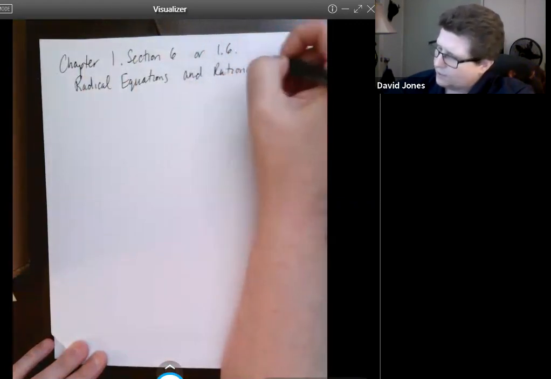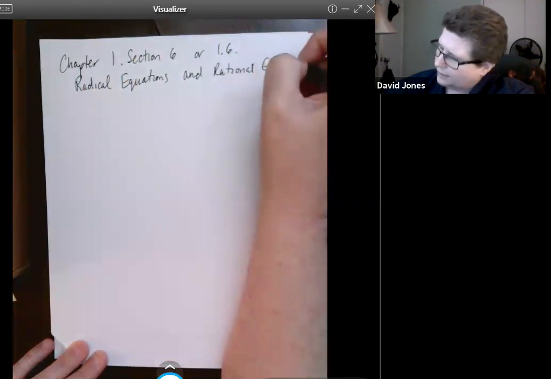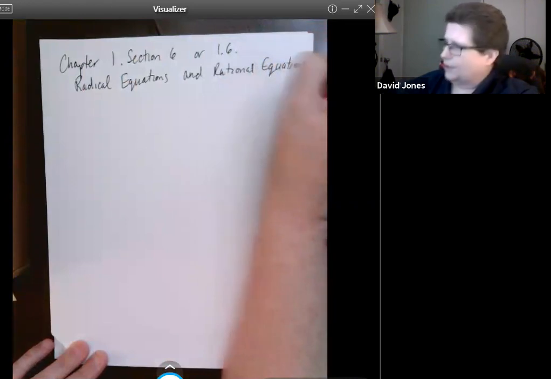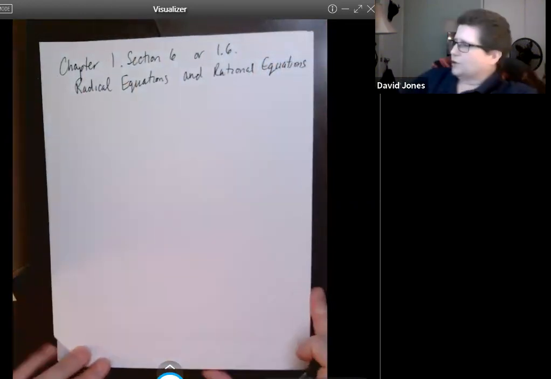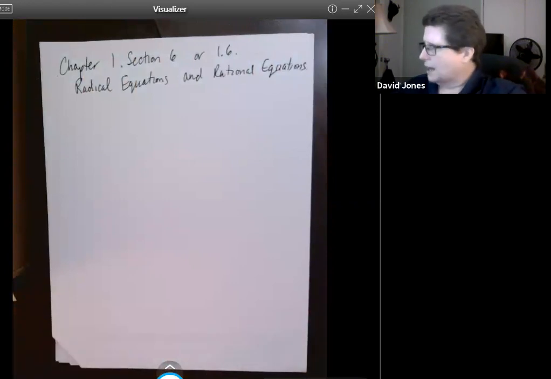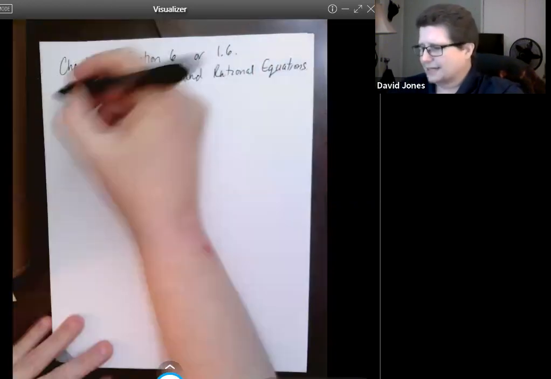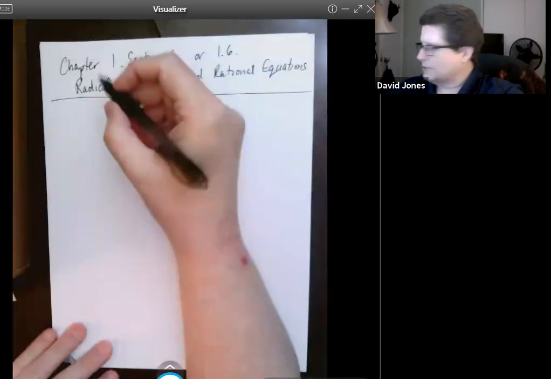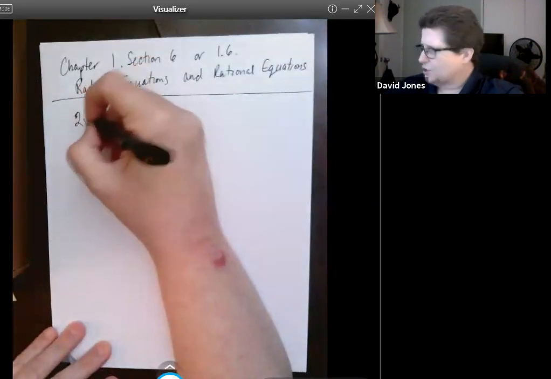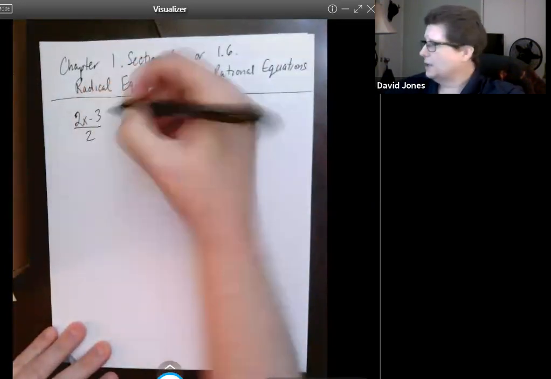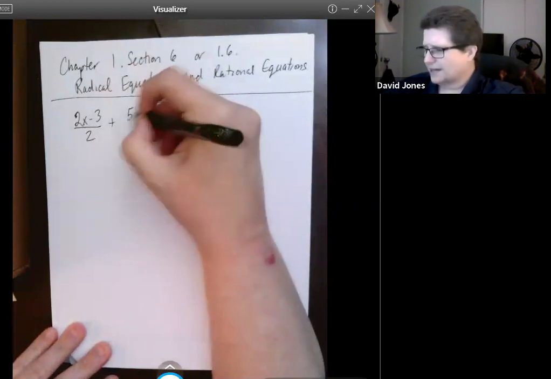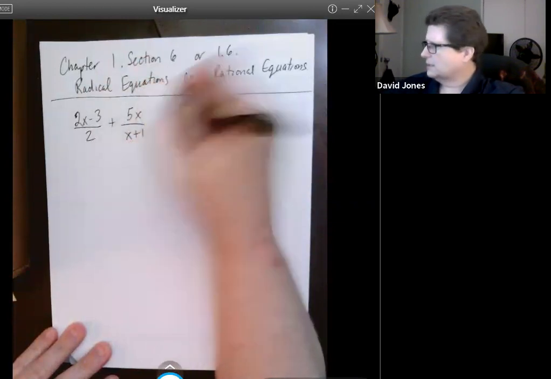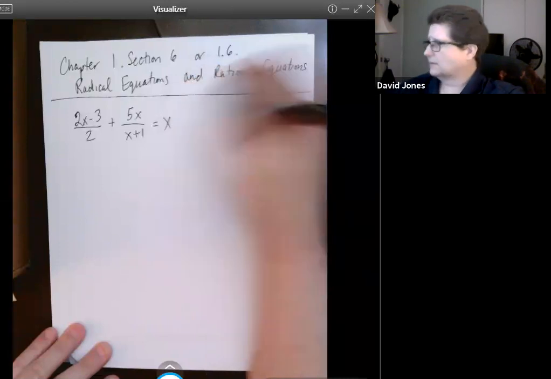So previously we covered solving linear equations and quadratic equations. Now what happens when they're a little bit more complicated? So let's just start off with an example and illustrate what to do. I'm gonna start off with (2x minus 3) over 2, plus 5x over (x plus 1), equals x.